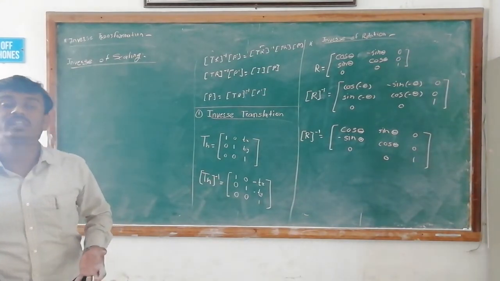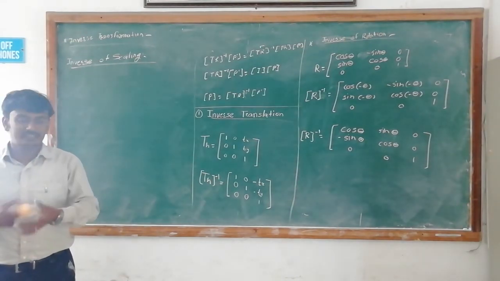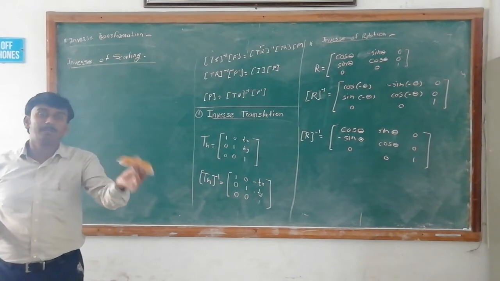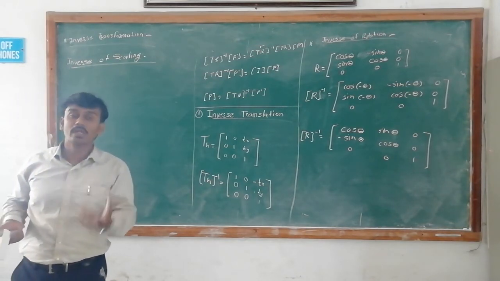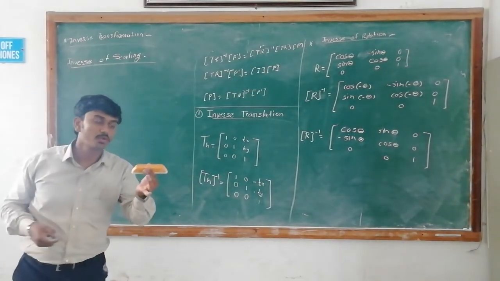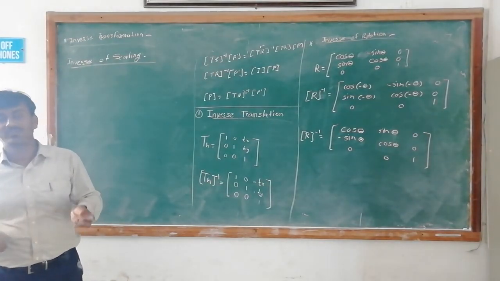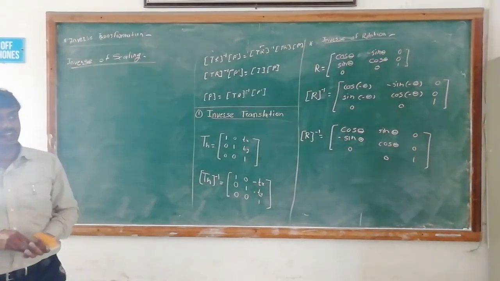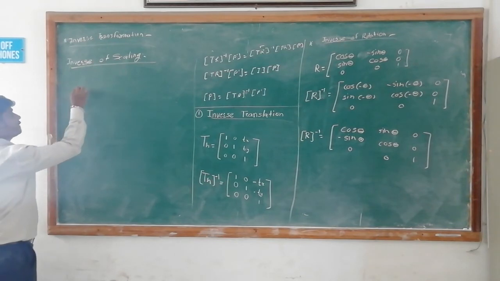Suppose this is an object and I want to increase its size to double. So its x coordinate will increase by 2 times and the y coordinate also increases by 2 times. Suppose I want to reduce it to 1/4. So it reduces to 1/4 in the x direction and also 1/4 in the y direction. So what is the scaling matrix?